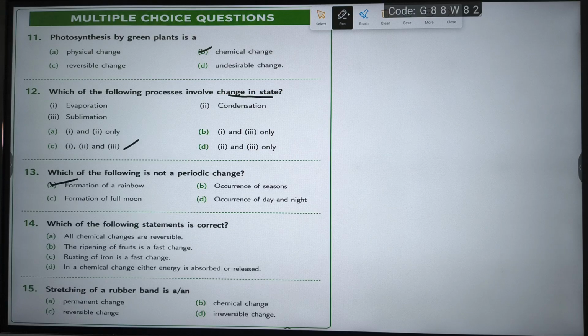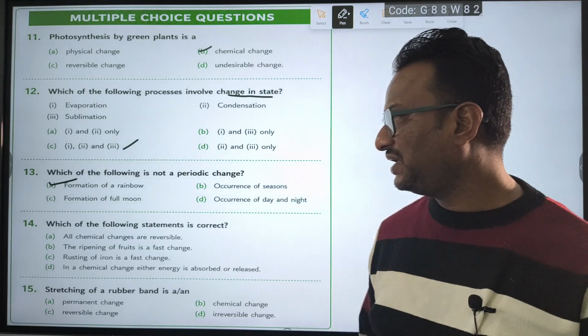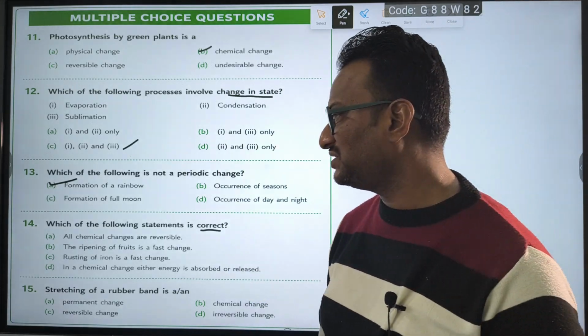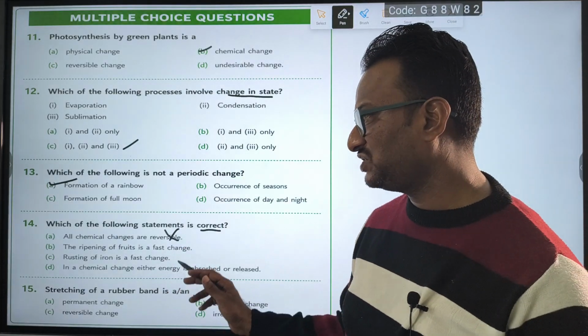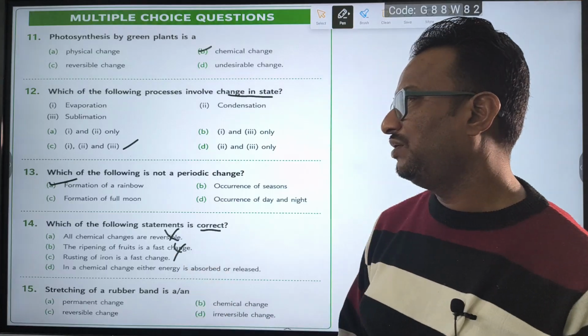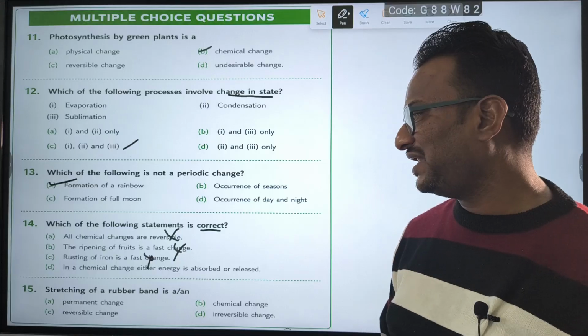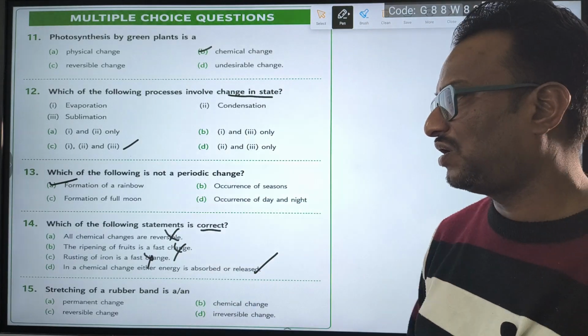Which of the following statements is correct? All chemical changes are reversible? No. The ripening of fruits is a fast change? No. Rusting of iron is a fast change? No. In a chemical change, either energy is absorbed or released. This is the right option. All the others are wrong options.